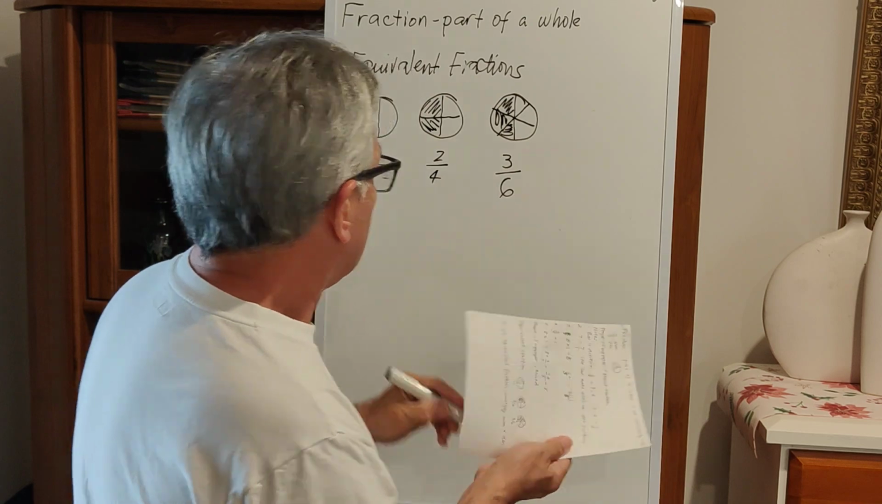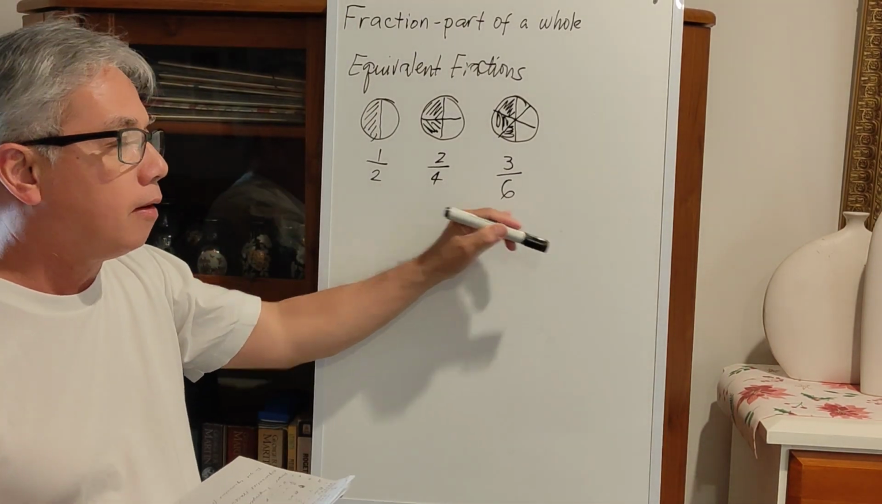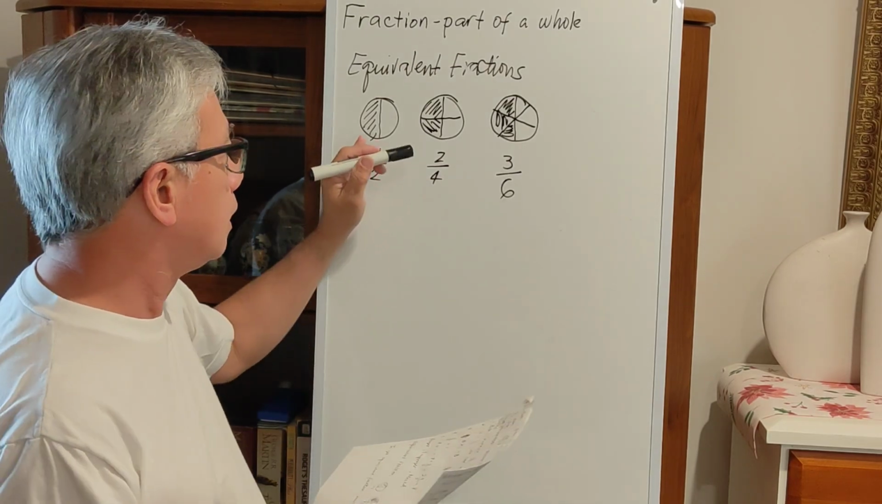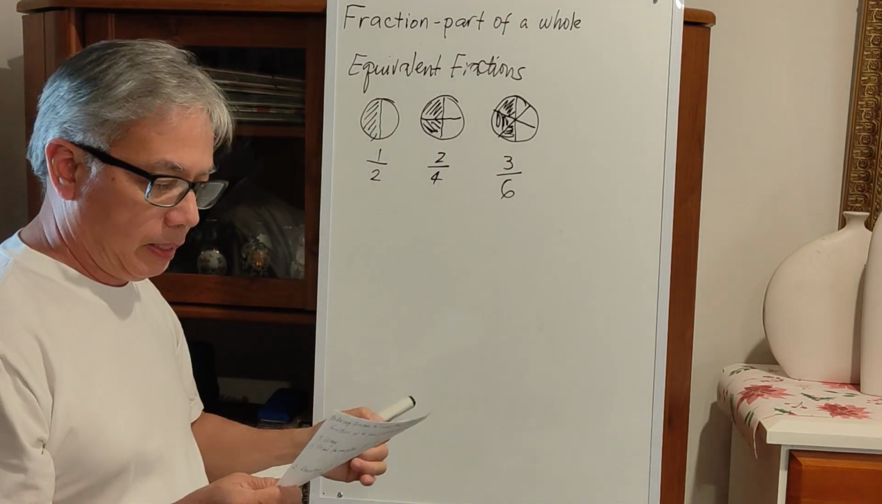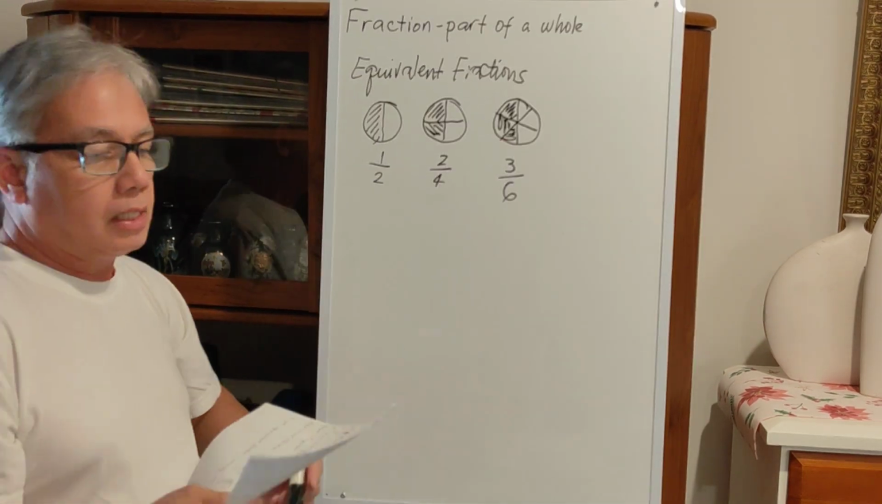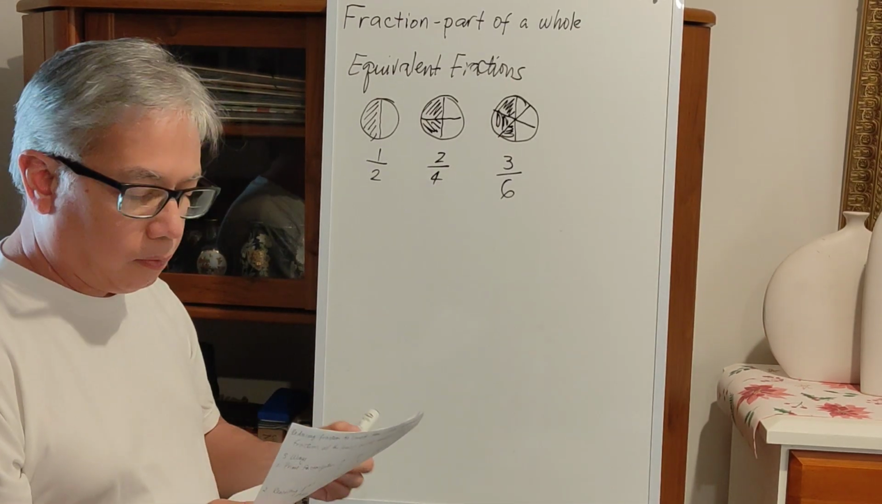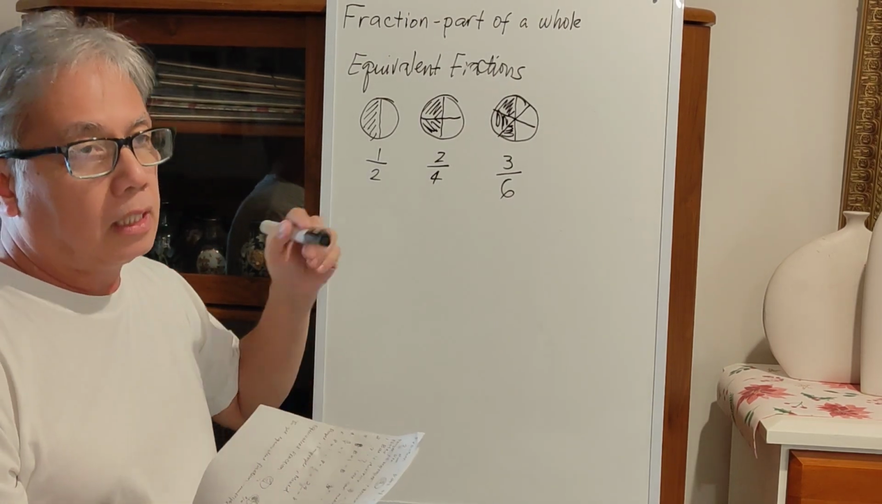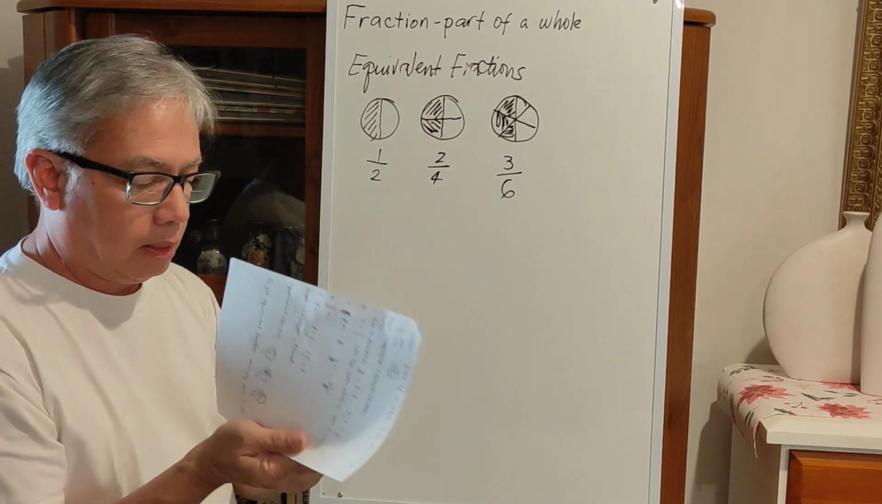It's the same. These three fractions are equivalent fractions. They have different numbers, but the value is the same. So that is an equivalent fraction. As a shortcut, to get an equivalent fraction, we just need to multiply both the numerator and the denominator by the same number.